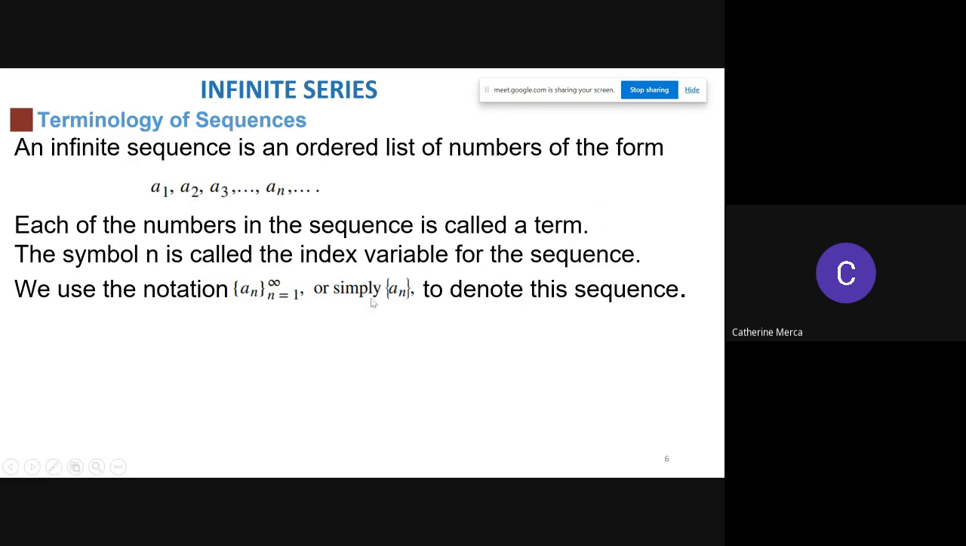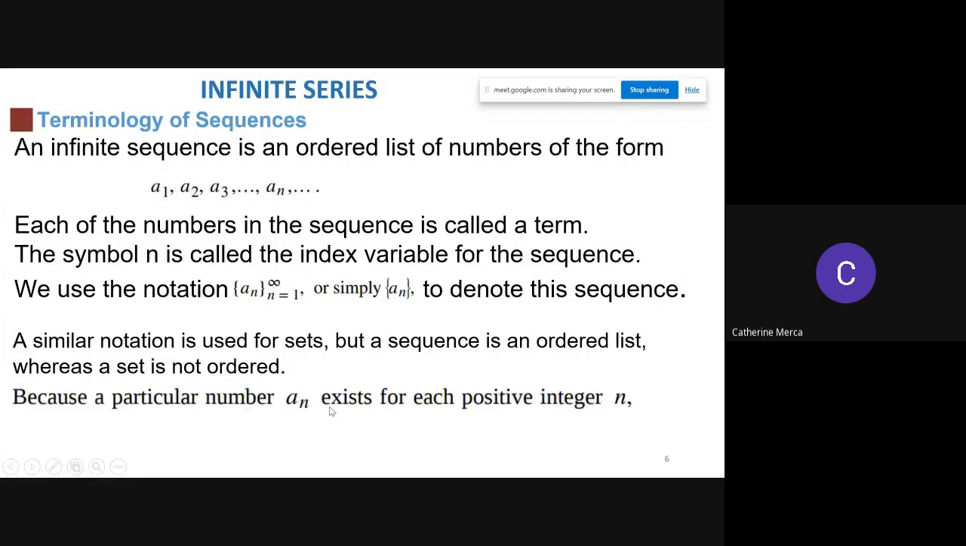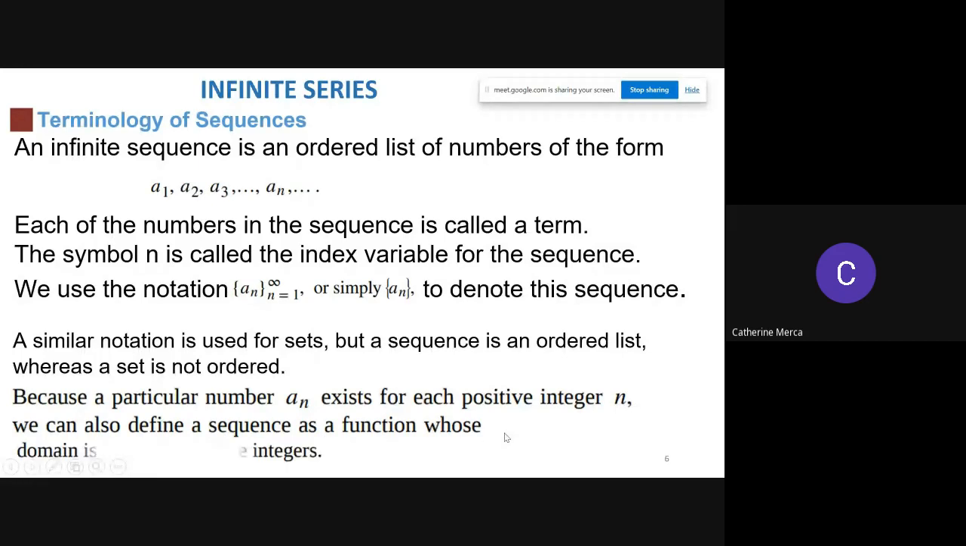We use the set notation here, but it doesn't mean to say it is a set. Ang ibig sabihin kasi nito, it's actually a sequence of numbers. So a sequence is actually an ordered list, whereas sets are not ordered. And because a particular number a sub n exists for each positive integer n, then we can define a sequence to be a function whose domain is the set of positive integers.